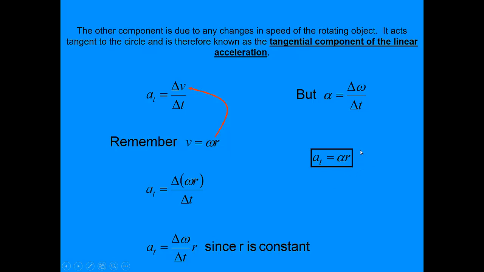Now, note again, this is due to the changes in speed of a rotating object. If the rotating object is rotating constantly, it doesn't have this because it has no angular acceleration. Right? So it has no tangential component. It still has a radial component because that point is constantly changing direction as long as it's rotating. The only way you have no radial and no tangential component to the linear acceleration of a point on a rigid object rotating about a fixed axis is if it's not moving at all.